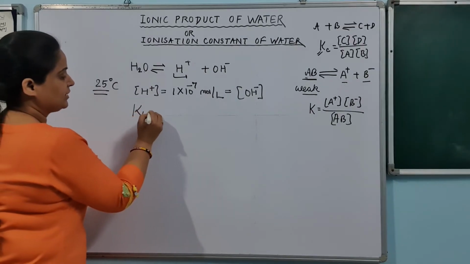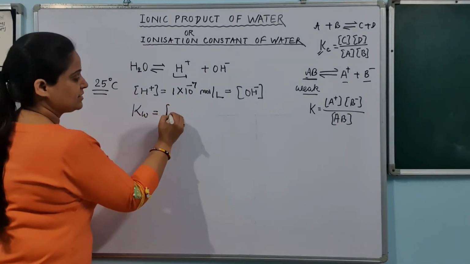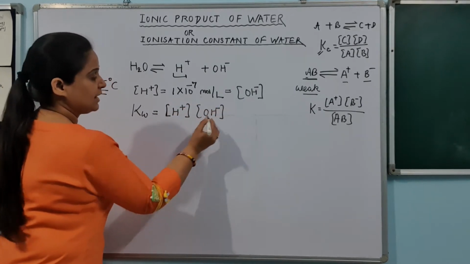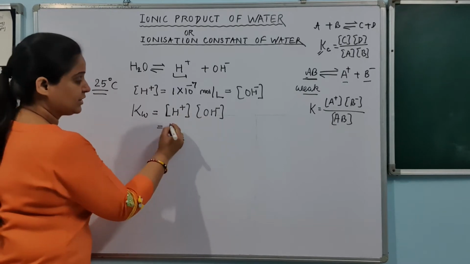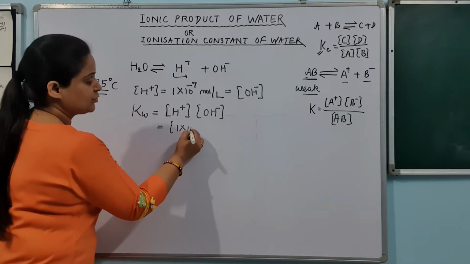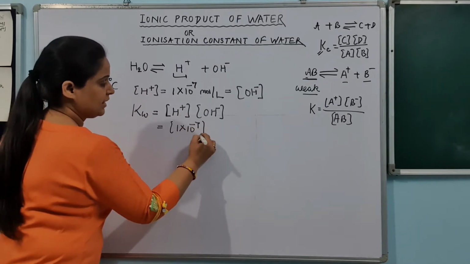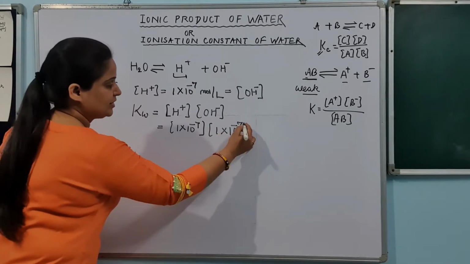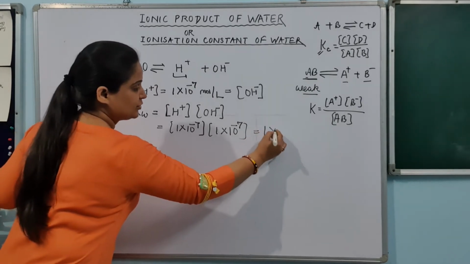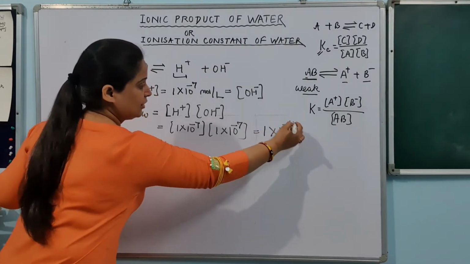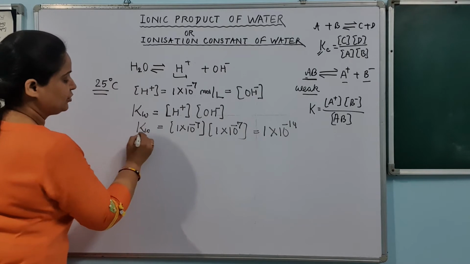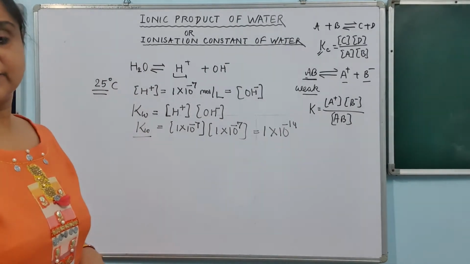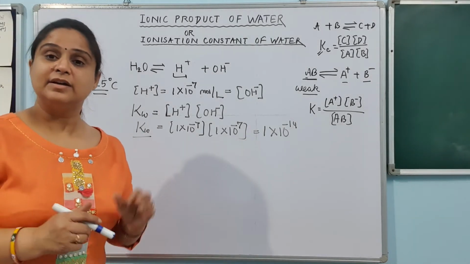Kw is the product of H plus ion concentration and OH minus ion concentration. So what is this? 1 into 10 raised to power minus 7 and 1 into 10 raised to power minus 7. So what will be the answer? 1 into 10 raised to power minus 14. So the value of Kw, the ionic product of water, is 1 into 10 raised to power minus 14.